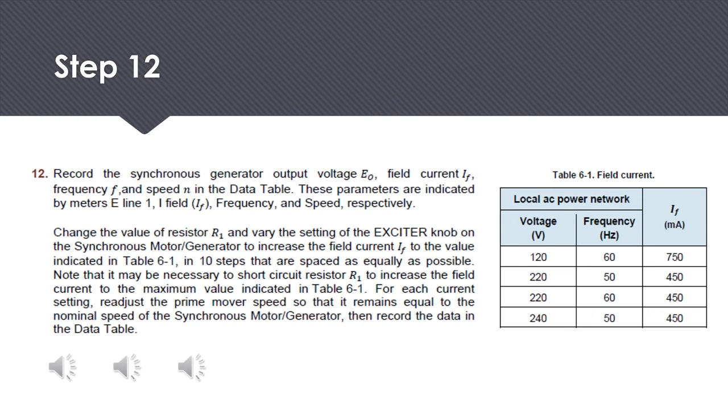For step 12, I will have to record the synchronous generator's output voltage, field current, frequency, and speed, and tabulate them in a data table. Then I will have to change the value of the resistor R1 and vary the settings of the exciter knob to increase the field current to the values indicated in Table 6.1, which is this one. And again, after setting the exciter knob, I will have to record the data again in the data table.